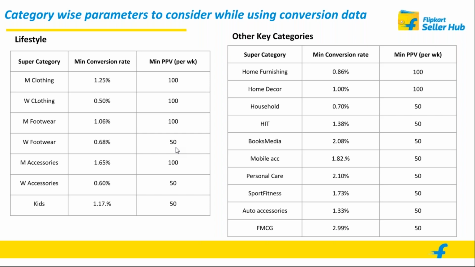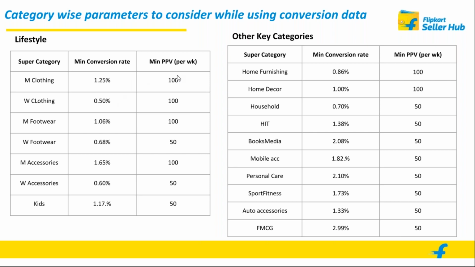So until I've got a minimum number of PPVs, I cannot be confident that when I put it on PLA, it is going to give me the desired number of sales, or that the conversions that I see out here are going to hold when I have a higher number of PPVs. Which is why we recommend a minimum PPV check. So for each of these categories, at least check out the products which have higher than these many PPVs. First point. Second, this is the minimum conversion rate that we're talking about. So select the products which are higher than this conversion rate.